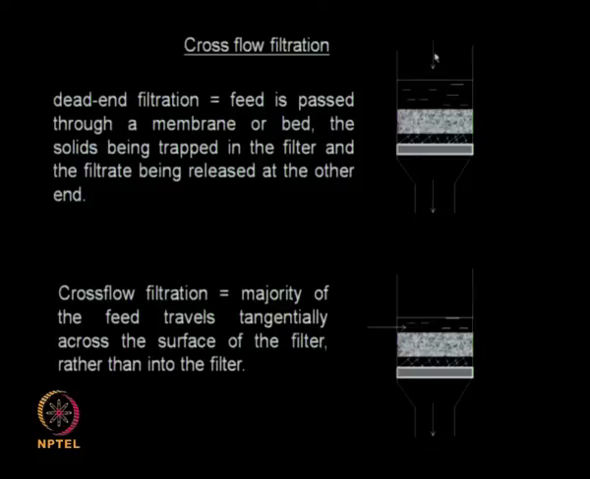That means you add your slurry, you have the filter medium here, and the cake gets slowly deposited. The liquid starts flowing through these various resistances depending upon the pressure you apply. This is the normal approach. There is another approach called crossflow filtration, where the slurry comes in a cross fashion. The feed travels tangentially across the surface of the filter setup.